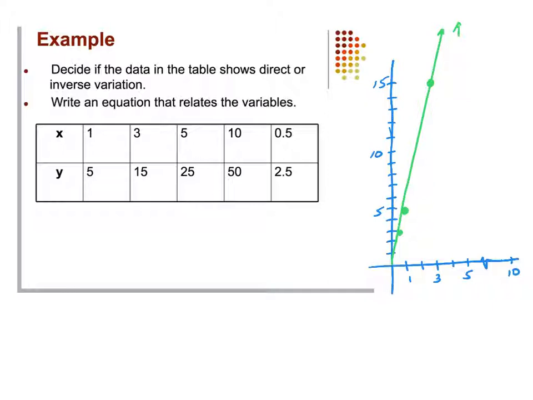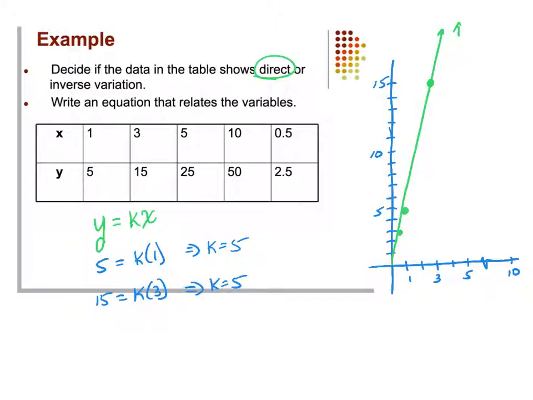Now we can look at our equation. Since we know it's a straight line, we're going to use the direct equation. Stick in some values. 5 equals k times 1. That implies that k is equal to 5. 15 equals k times 3. Again, that implies that k equals 5. So 25 equals k times 5. Again, that implies that k equals 5. So we can pretty much go with the fact that y equals 5x is our equation, where k equals 5.